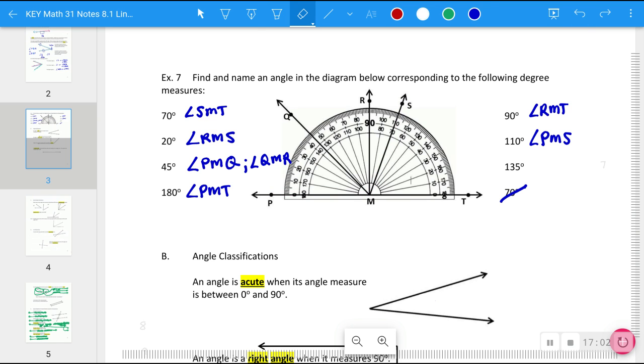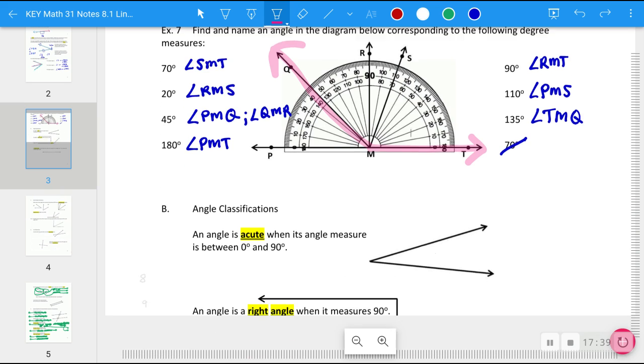Okay, the last one here is TMQ, which is 135 degrees. That angle stretches all the way from this side to this side. If you're counting from this direction, you're going to use the inside track here. So 10 degrees, 20 degrees, 30, 40, 50, 60, 90, 100, 130, and an extra 5. Okay, so that would be the last one. Now, I accidentally put another 70-degree angle in there, but you can ignore that last one.